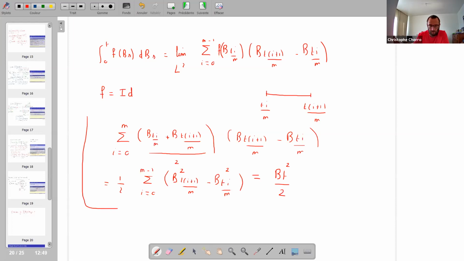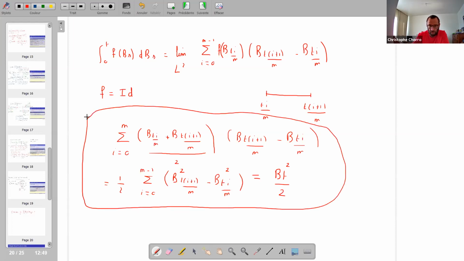So this sum is equal to Bt squared over 2. And keep in mind that what I have computed by myself is that the integral between 0 and t of Bs dBs is equal to 1/2 of Bt squared minus t. And you see that these two quantities are different, okay? And what is the meaning of this?